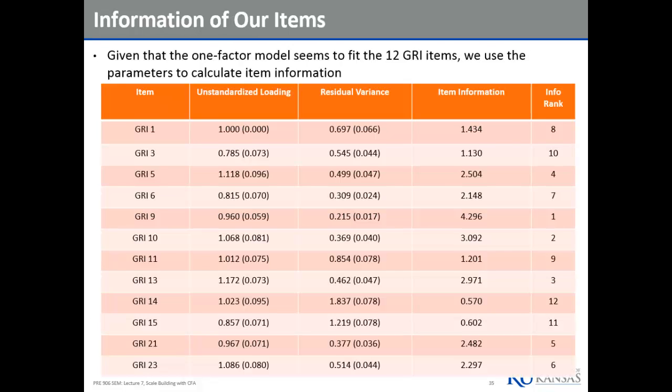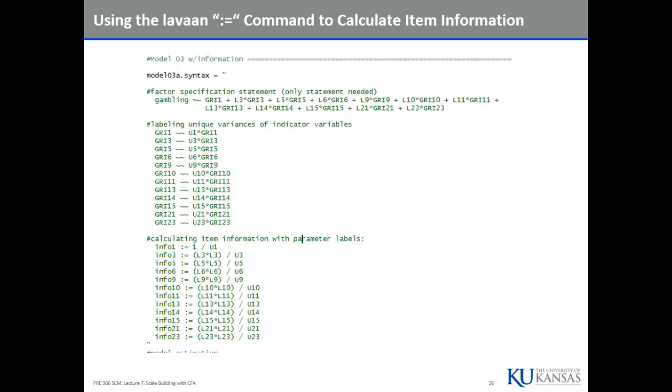Interesting stuff. But here are the information functions for each of our items. And you'll note, this GRI 9 here looks like it's the most informative. Its loading isn't the biggest, but the size of the loading compared to the size of the residual variance is the difference.